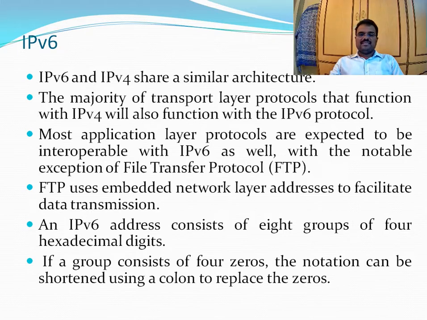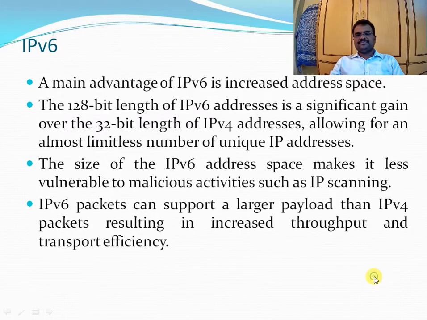An IPv6 address consists of 8 groups of 4 hexadecimal digits. If a group consists of 4 zeros, the notation can be shortened using a colon to replace the zeros. The main advantage of IPv6 is increased address space when we compare it with IPv4. The 128-bit length of an IPv6 address is a significant gain over the 32-bit length of IPv4 addresses, allowing for an almost limitless number of unique IP addresses. The size of the IPv6 address space makes it less vulnerable to malicious activities such as IP scanning.